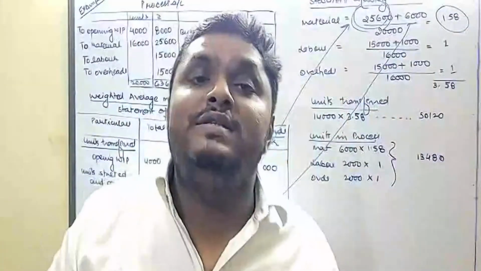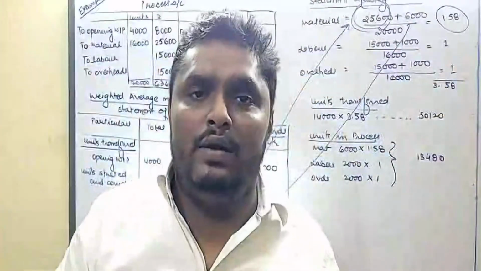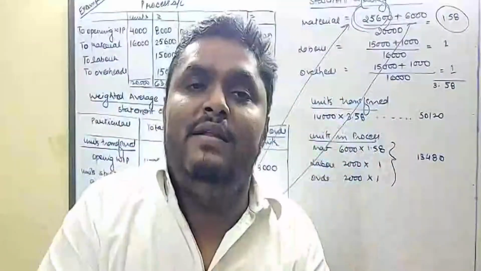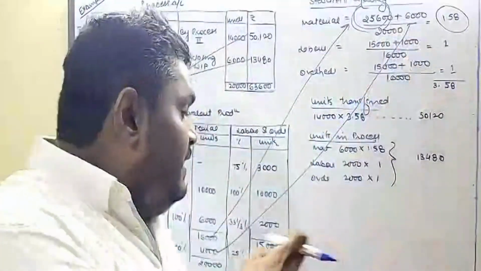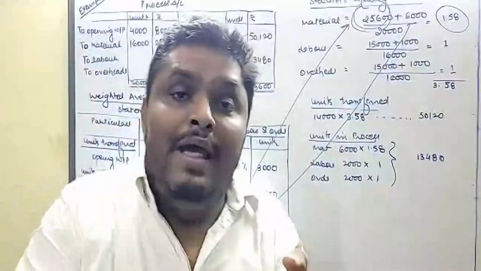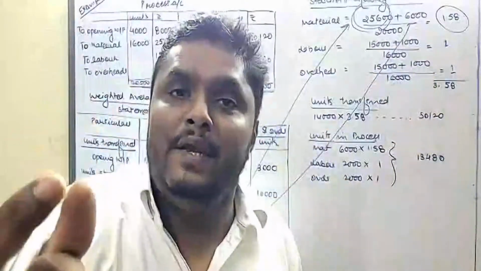And this is the whole concept of the weighted average method: the total cost divided by total units. Similarly, in respect of labor also, how much cost was incurred this month? 15,000 rupees. On how many units? 15,000 units. Last month, how much was spent? 1,000 rupees, on labor.